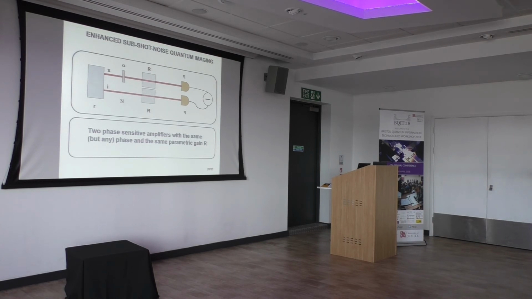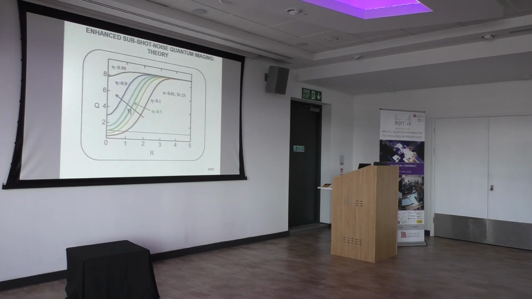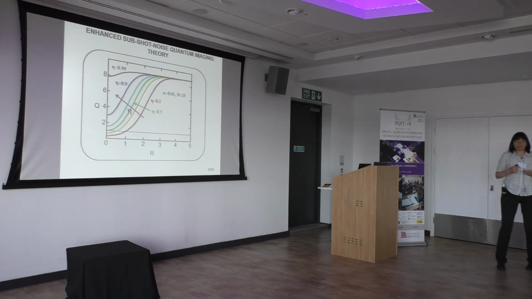It has to be phase sensitive, so it has to be single mode. The phase should be the same in two amplifiers in both beams, but it can be any phase. We have some setup in mind, of course, but now I show it just very general, and this is the result of the calculation. For unity quantum efficiency, this quantum advantage is about 8, 9. So we can achieve signal-to-noise ratio about 9 times better than classical limit.